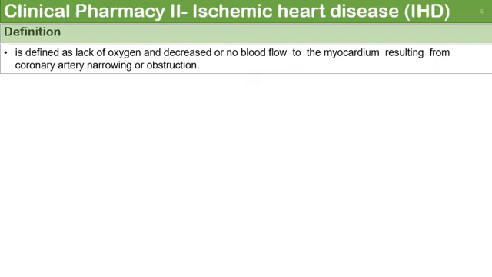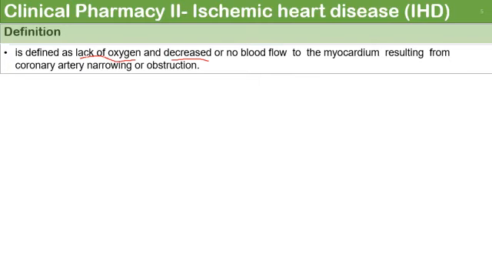At the beginning, the definition of ischemic heart disease: it is a lack of oxygen and a decrease or absence of blood flow to the myocardium, resulting from coronary artery narrowing or obstruction. That means there is either a relative or complete lack of oxygen, or a decrease or no blood flow to the myocardium.